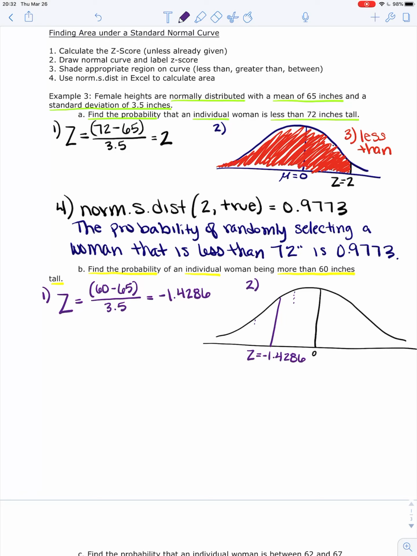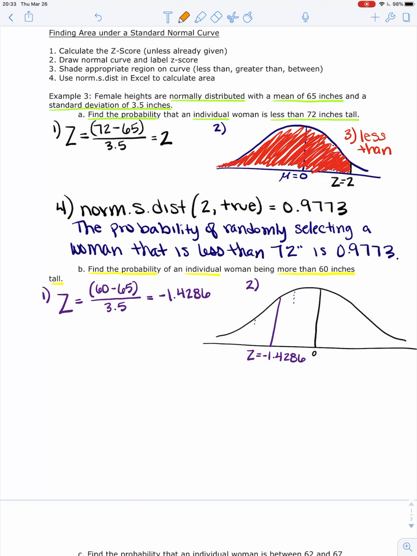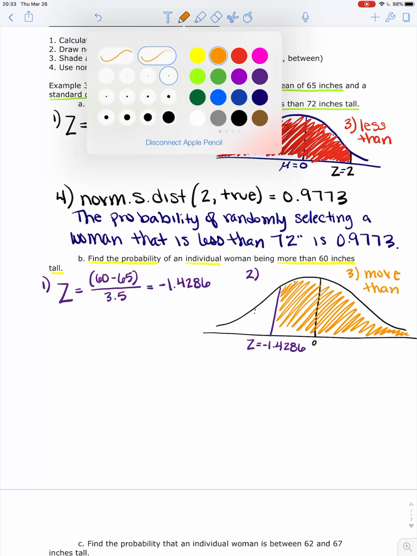Okay, so I have z equals negative 1.4286 labeled on my distribution. So now step 3, I'm going to go ahead and shade the appropriate region. In this problem, we're looking at being more than 60 inches. That means I want the probability of everything off to the right from my z-score, because the z-score is representing that 60 value. So I went ahead and shaded that.